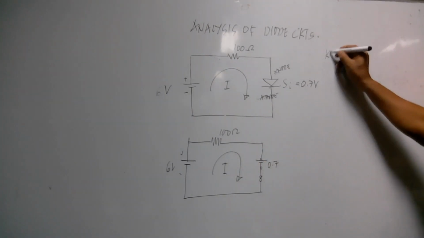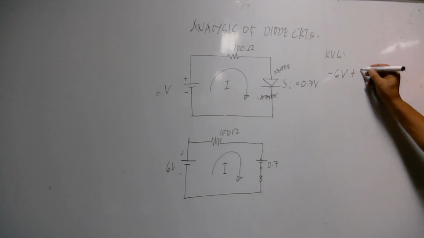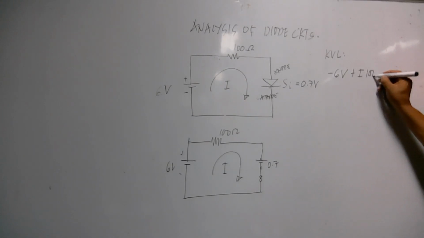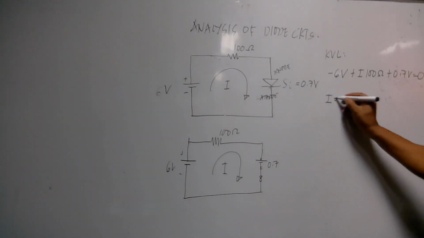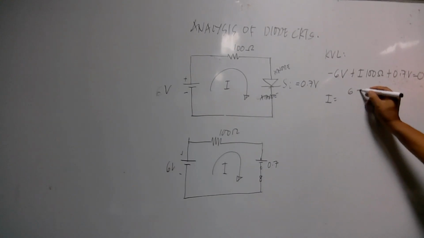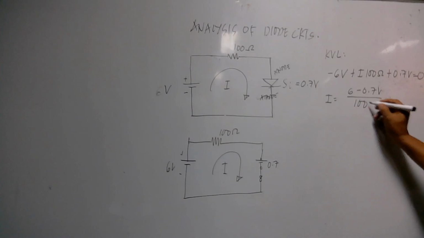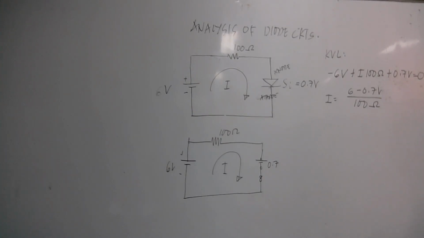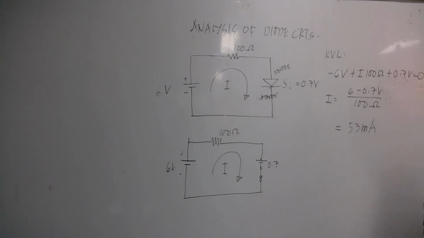Using Kirchhoff's voltage law, negative 6 volts plus I multiplied by 100 ohms plus 0.7 volts is equal to 0. I therefore will be equal to 6 minus 0.7 volts over 100 ohms, and the value is equal to 53 milliampere.